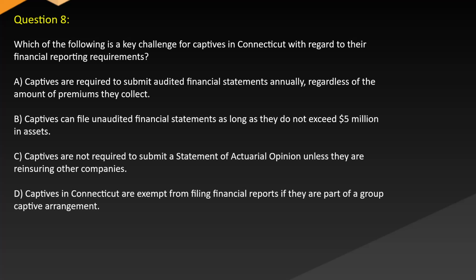Which of the following is a key challenge for captives in Connecticut with regard to their financial reporting requirements? A. Captives are required to submit audited financial statements annually, regardless of the amount of premiums they collect. B. Captives can file unaudited financial statements as long as they do not exceed $5 million in assets. C. Captives are not required to submit a statement of actuarial opinion unless they are reinsuring other companies. D. Captives in Connecticut are exempt from filing financial reports if they are part of a group captive arrangement.